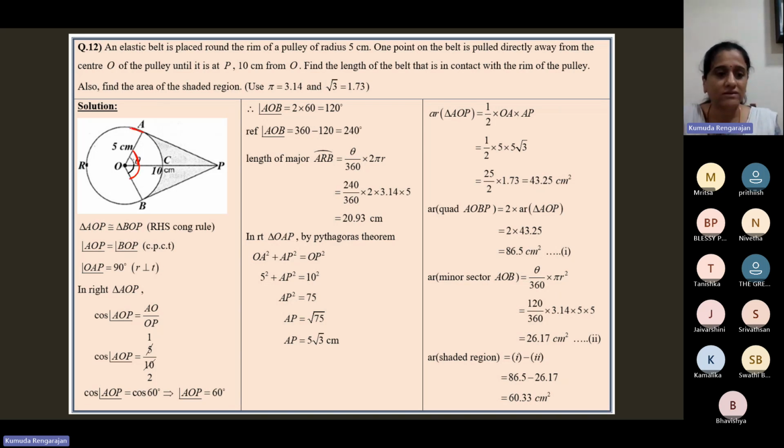But then we have to find the length of this major arc. The angle corresponding to the major arc is 360 minus 120, 240 degrees. So 240 by 360 into 2 pi r, not pi r square, 2 pi r, because it is the length of an arc. That will give you the length of the major arc, which is the length of the elastic belt that is still in contact with the rim of the pulley.